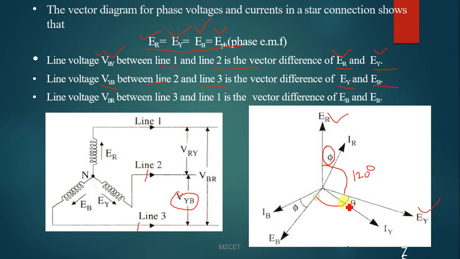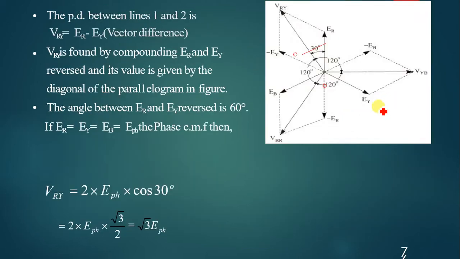It is also 120 degrees apart. Okay, right. Similarly, we have the third voltage VBR, between line 3 and line 1, which is the vector difference of EB and ER respectively. Clear? Now we'll make the differences between all these things.